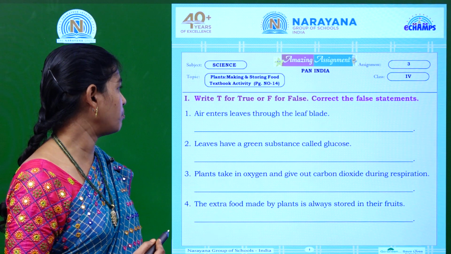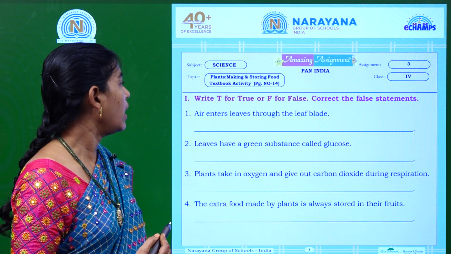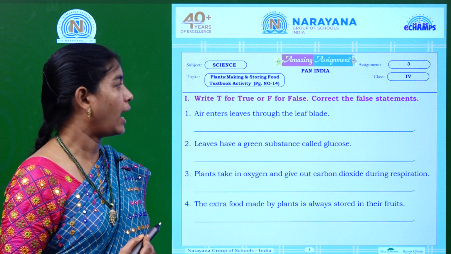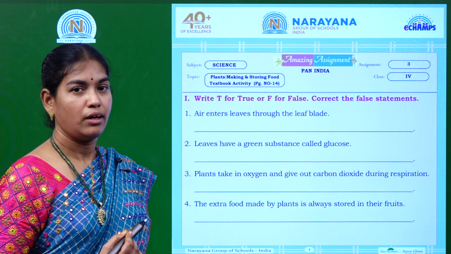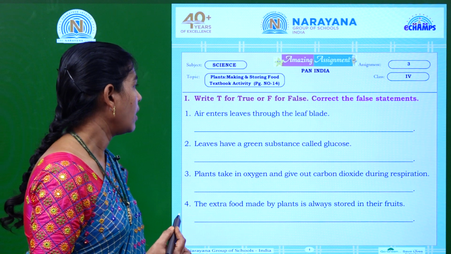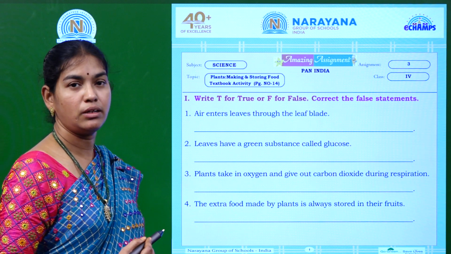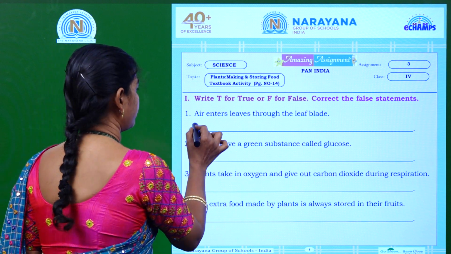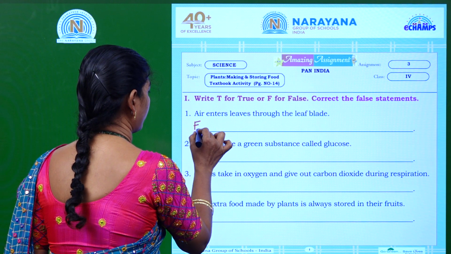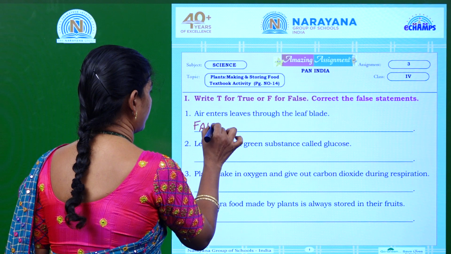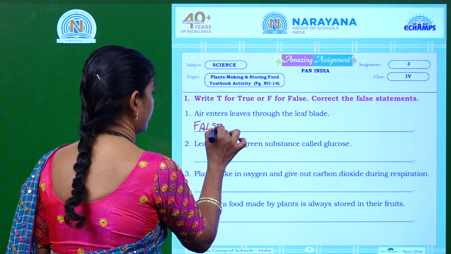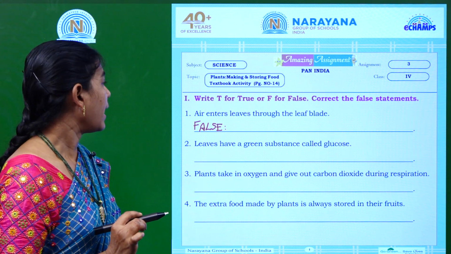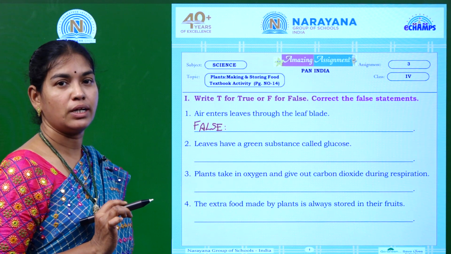Okay, we are having some bits here. First section, write T for true and F for false and correct the false statement. The first statement is: air enters leaves through the leaf blade. It is a false statement. The correct statement is: air enters leaves through the stomata.